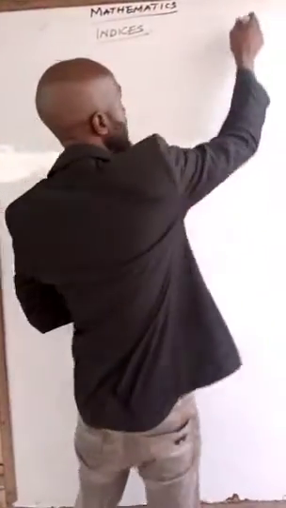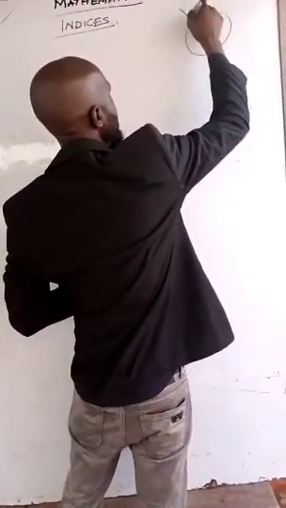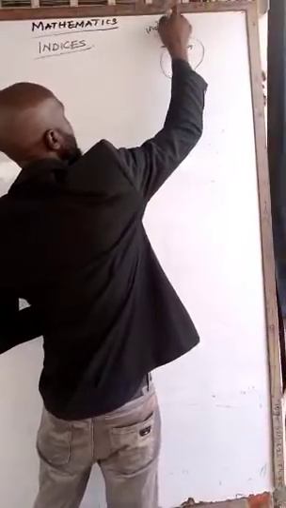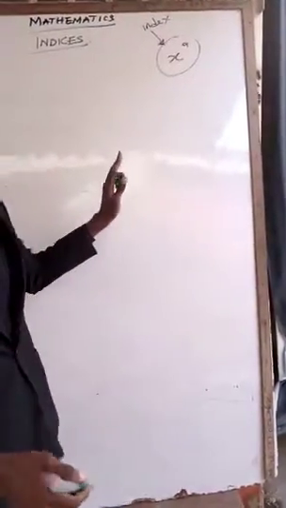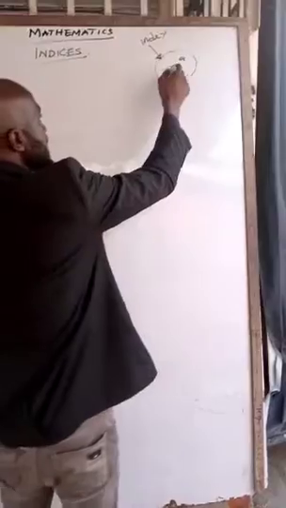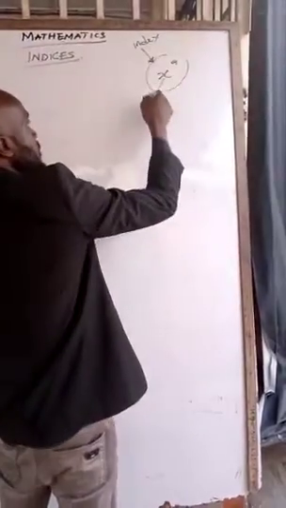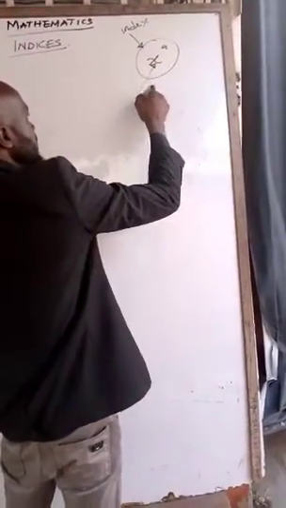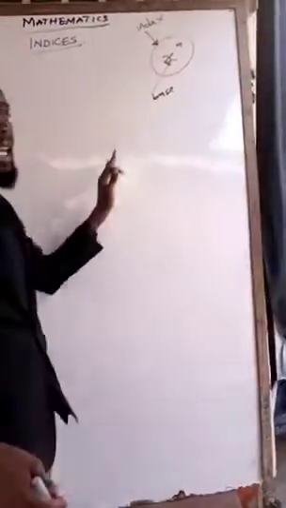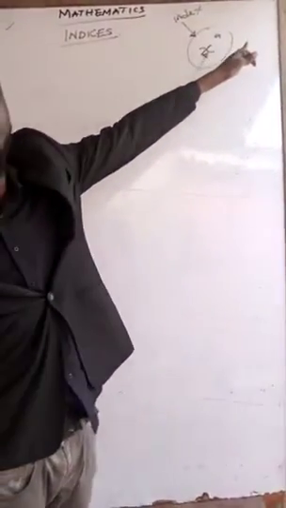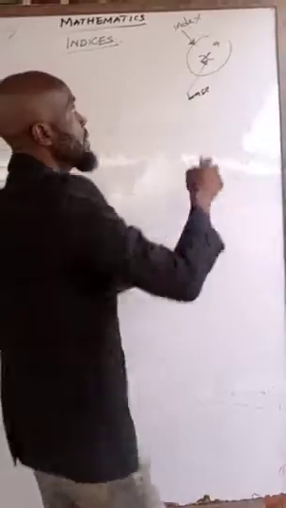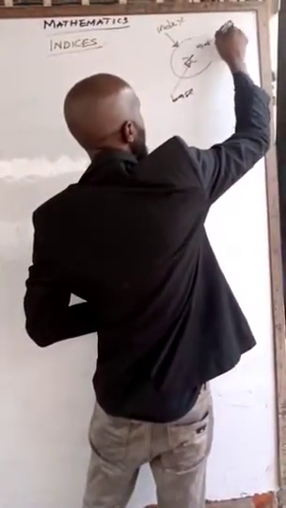Now this is an index. Everything is called index. Now this x, because it's the one carrying this one, is called the base. The x is the one carrying that number, is called the base. Now the number that is being carried is called the power.